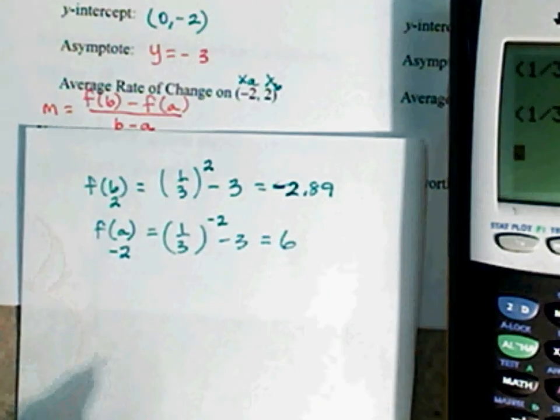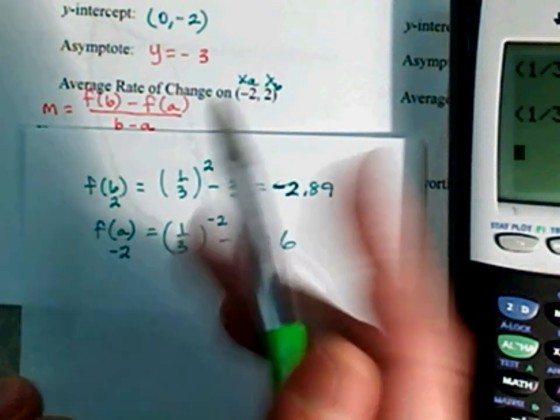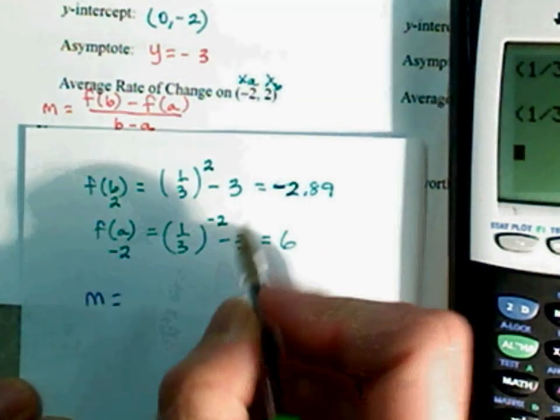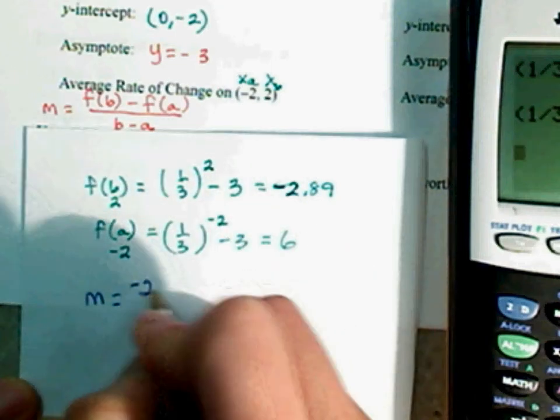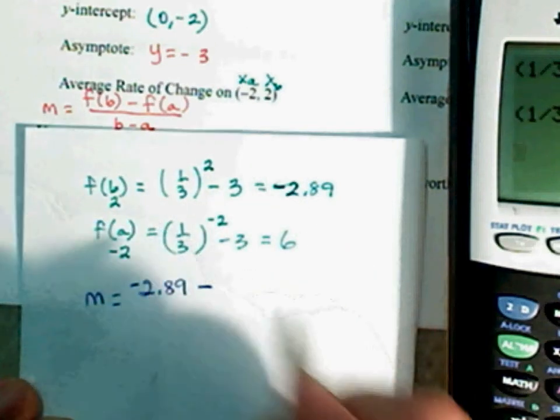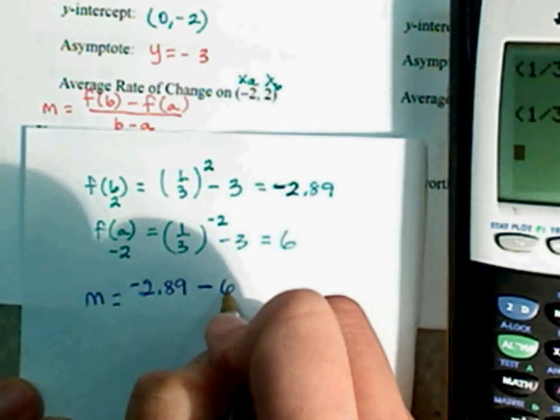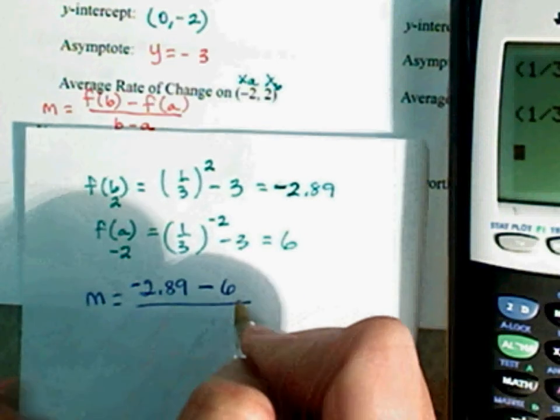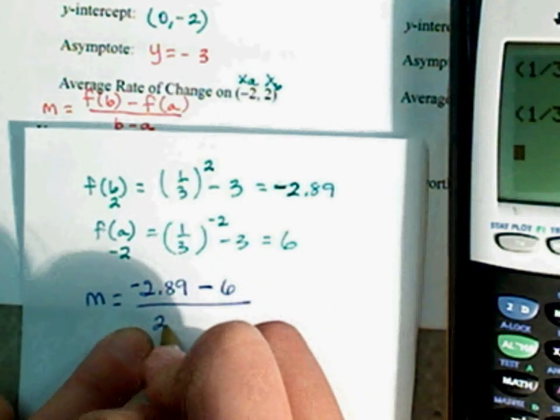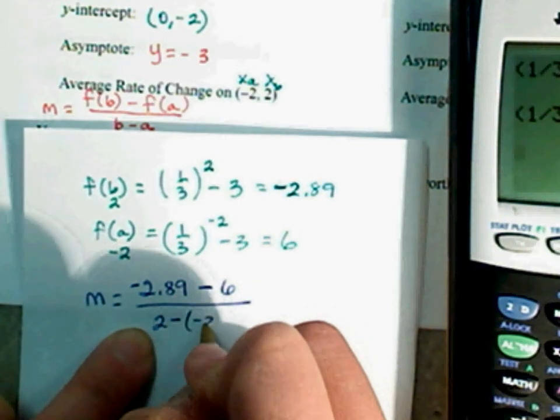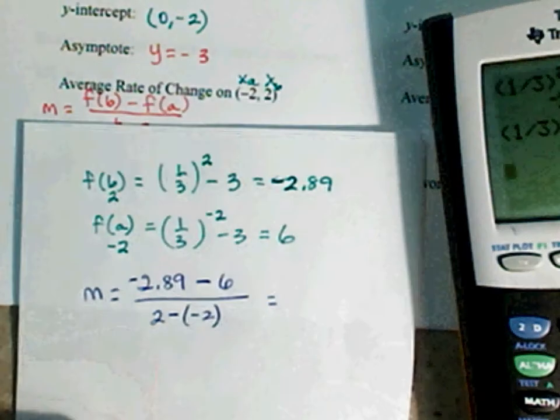Everyone see what f of a and f of b is now? Now that you know that, you can plug it into the formula. What does the formula look like? M equals f of b, negative 2.89, minus your f of a, which is 6, divided by your b. What is your b? 2 minus your a, negative 2. And you can just type all that into your calculator, okay?